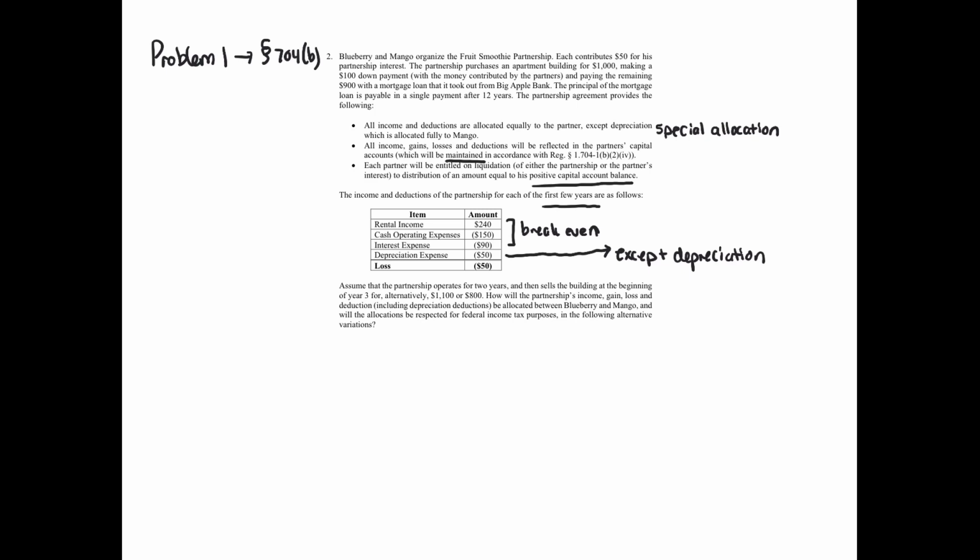Assuming the partnership operates for 2 years and then it sells the building at the beginning of year 3 for alternatively $1,100 or $800. How will the partnership's income, gain, loss, and deduction, including depreciation deductions, be allocated between Blueberry and Mango, and will the allocations be respected for federal income tax purposes in the following alternative variations?